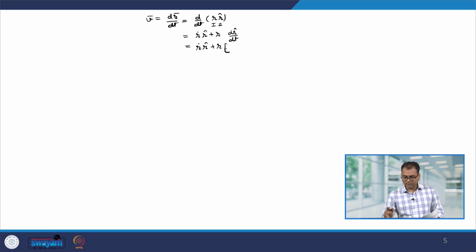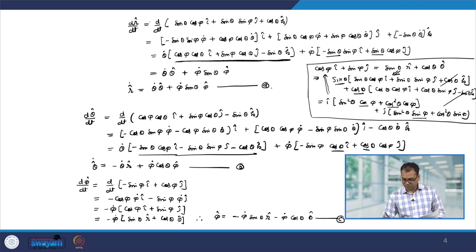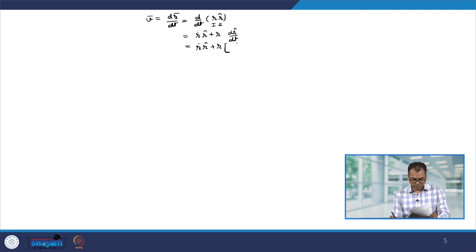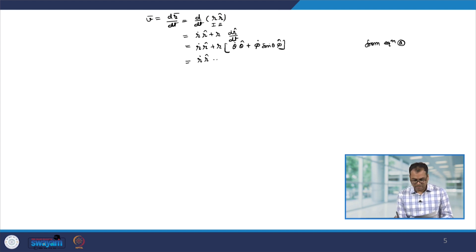Now, dr cap over dt I have already calculated from equation number A. So, let us use that. So, we have theta dot theta cap plus phi dot sin theta phi cap. This is from equation number A. Okay. So, this becomes r dot r cap plus r theta dot theta cap plus r sin theta phi dot phi cap. This is the velocity in spherical polar coordinates.